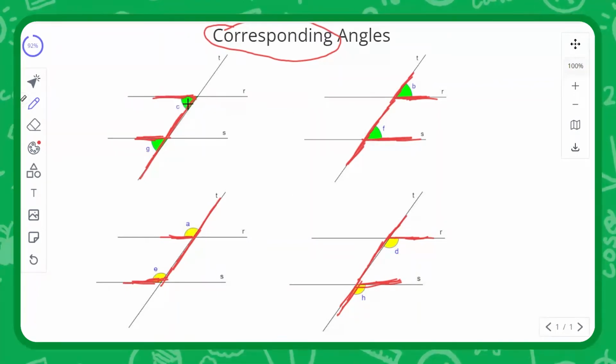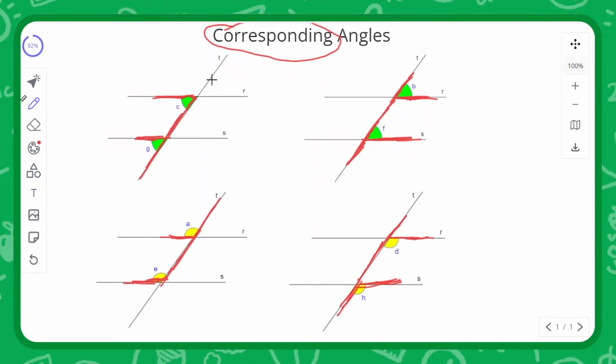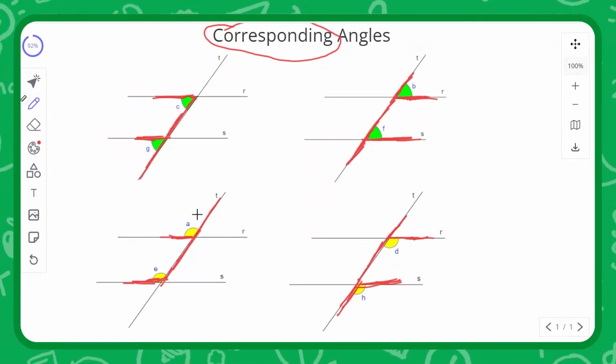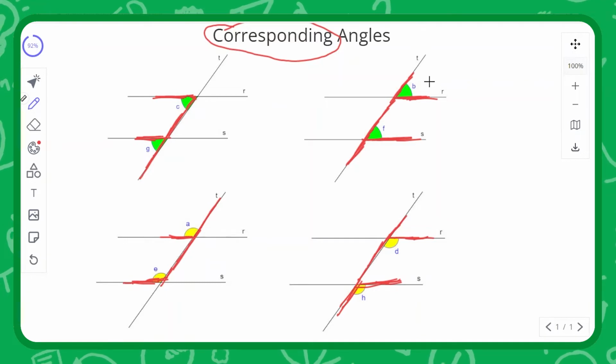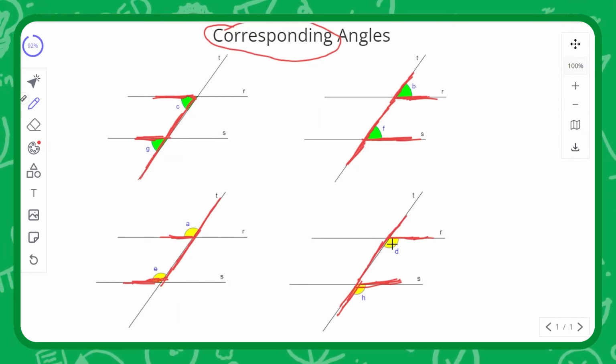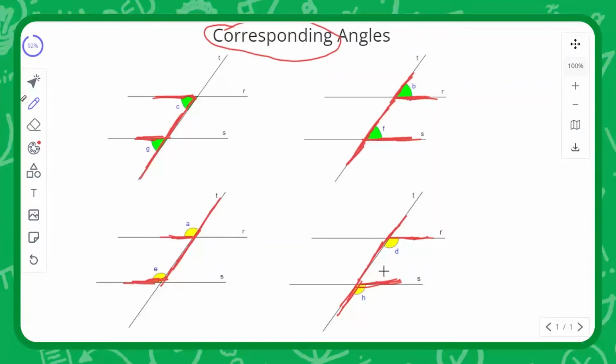Notice, going back again, C and G are both on the left of the diagonal slash. A and E are both on the left. B and F here are both on the right, and D and H are both on the right.